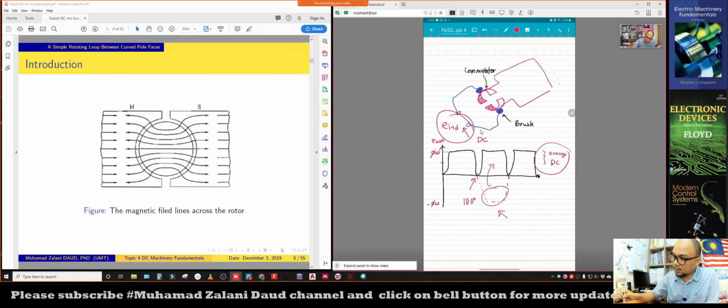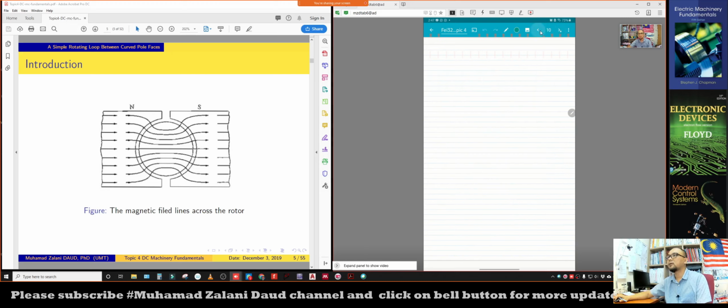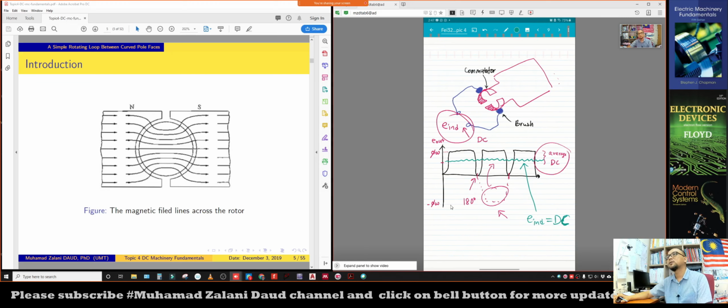If I can draw from this, you can observe that the DC output is something like this green line. If we take the average of this particular waveform here, we can get the induced voltage, which is DC. So I think that's all to be covered in this one hour session.